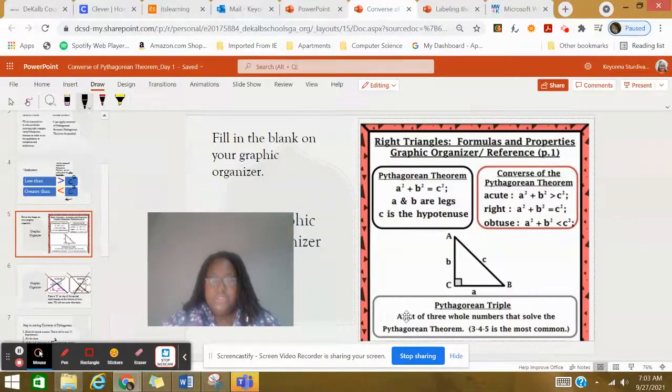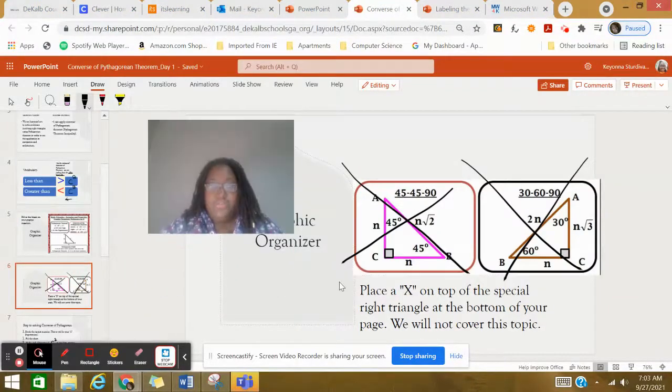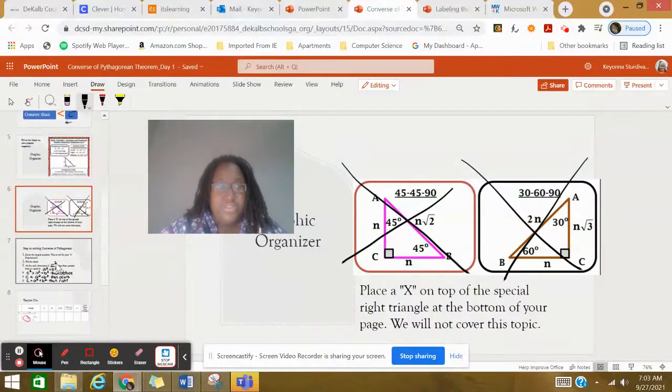Pythagorean triples, which we didn't really cover, just means three whole numbers that solve the Pythagorean theorem. The most common will be 3, 4, and 5. Now, at the bottom of your graphic organizer, you have two special right triangles: 45, 45, 90, and 30, 60, 90. Put an X through those at the bottom too, because you don't need them, because we're not going to cover that. We can do everything we're going to do using trig, which is what we'll be getting to next.